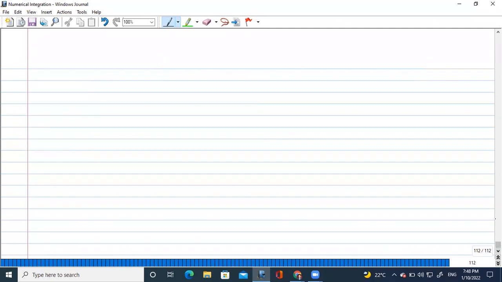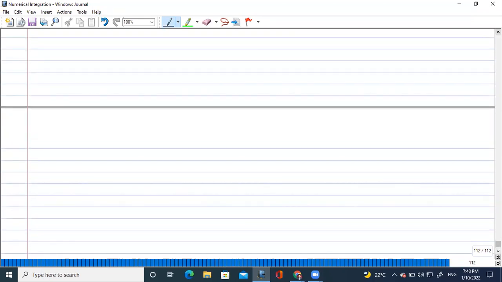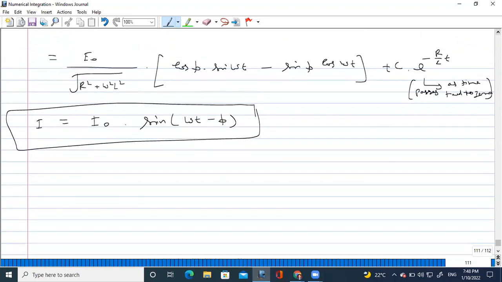So after some time the inductor won't have any effect in the final equation. Only the c e to the power r by l term is there, and the peak current term. As time passes, it will reach 0, so we can leave it. Actually, it is as per the adjustment of options. If it is there, then it will be there; if it is not there, that can be the reason. That's it.